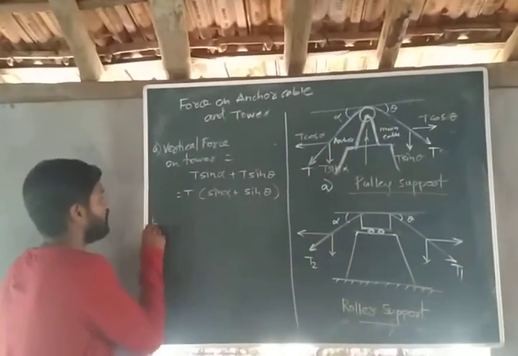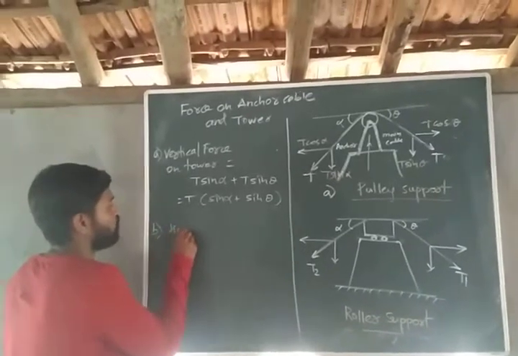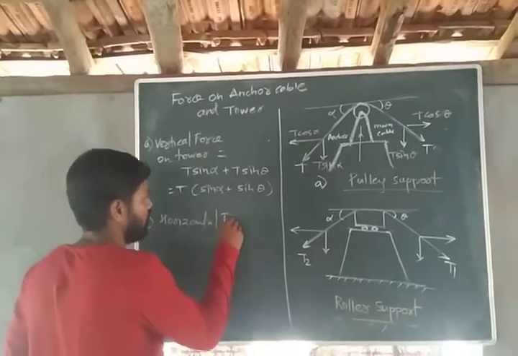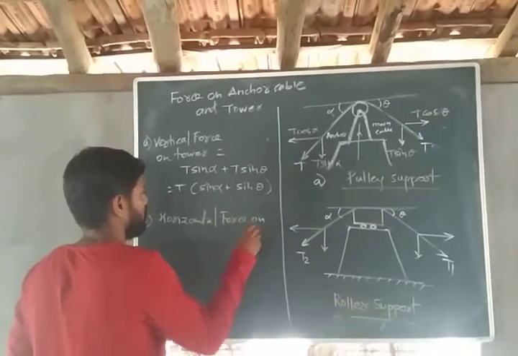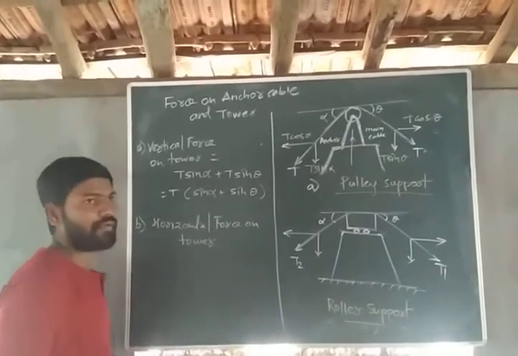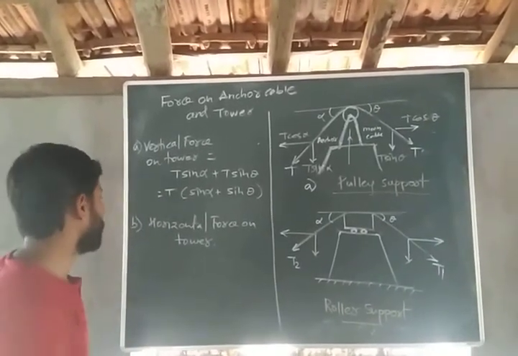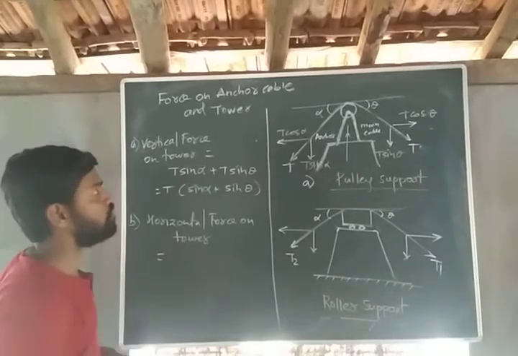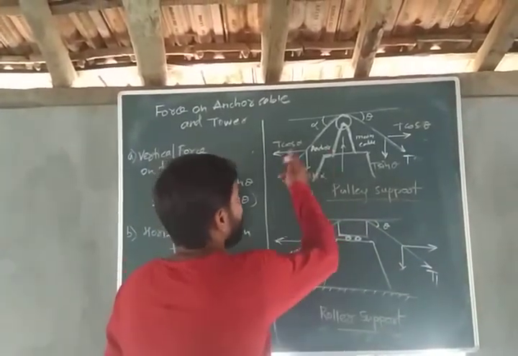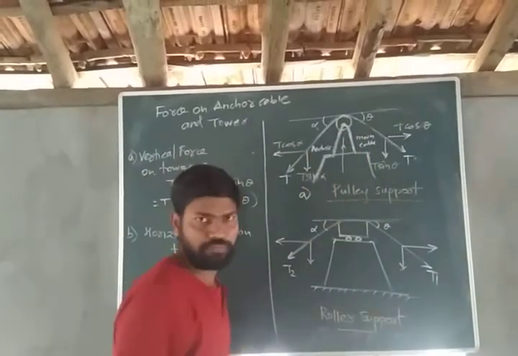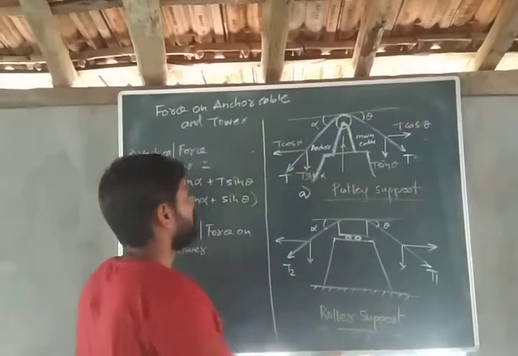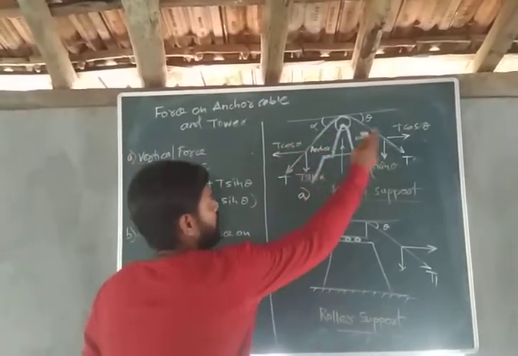Then second, horizontal force. What will be the horizontal force on tower? Now when we have to calculate the horizontal force, see, the horizontal force on tower will be equal to the net effect of these horizontal components. So how many horizontal components are there? This is 1 and this is 2.